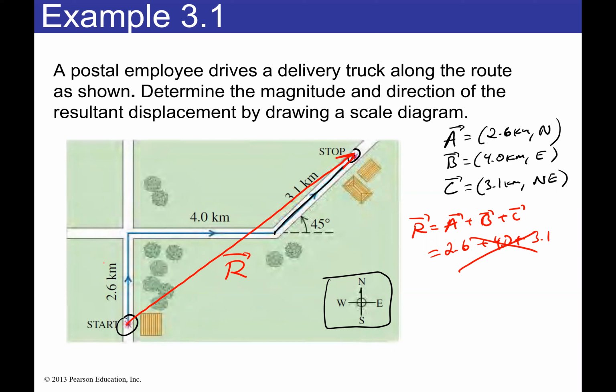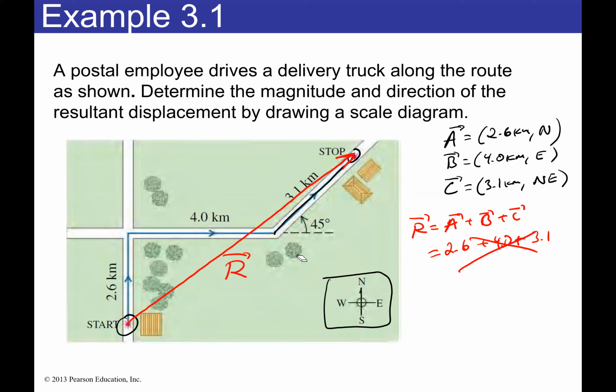If I had just those two, I could have just used the Pythagorean theorem to find the resultant magnitude. But they're not perpendicular to one another. I also have this vector C. That means what I can do here is estimate.